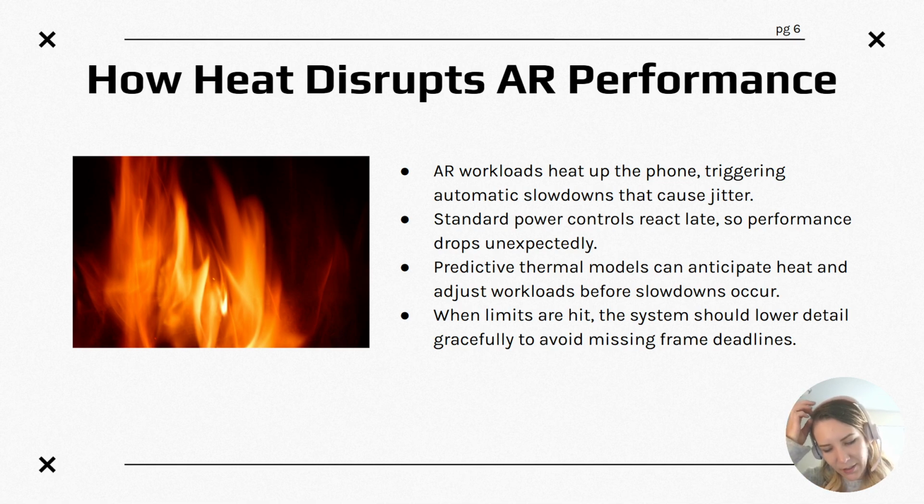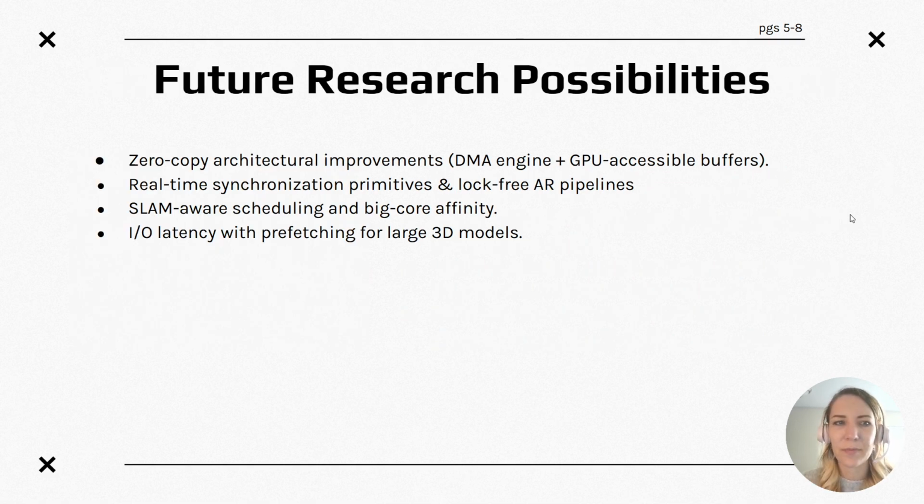AR can cause overheating in the phone, so then the app has to be closed, or you have to turn off your phone for a bit. So this is problematic. Predictive thermal models can solve this by forecasting heat buildup using the steady rhythm of AR frames. When limits are reached, the system should gracefully reduce resolution or complexity instead of missing frame deadlines. So there's a trade-off, and there's not really an excellent solution for this yet, but just something that could work.